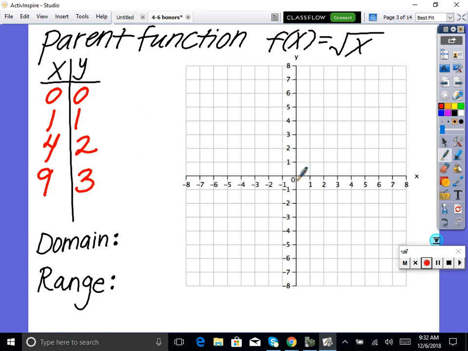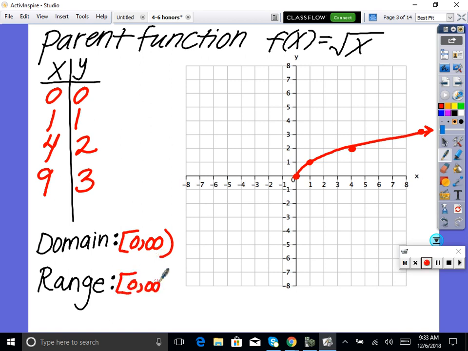So watch me graphing those. 0, 0, over 1 up 1, over 4 up 2, over 9 up 3 units. It looks like this. Yep, so that's what our square root functions always look like. So with that being said, what is our domain? 0 to infinity, including 0. And then our range is 0 to infinity.